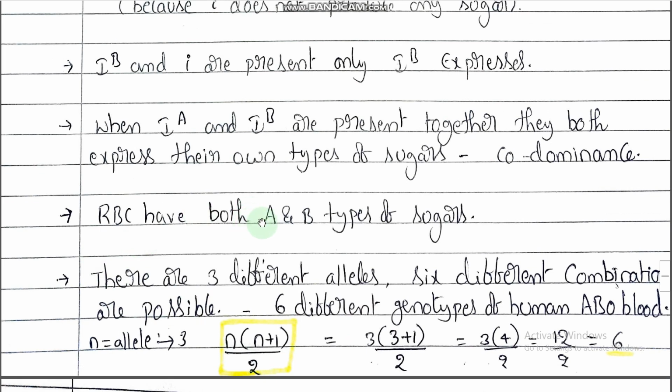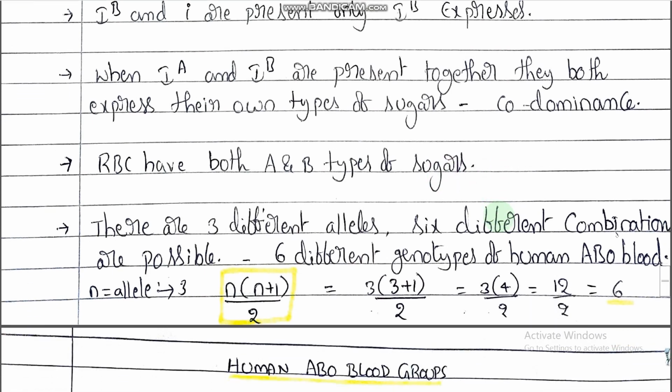RBCs have both A and B types of sugars. A type of sugar means A antigen, B type of sugar means B antigen. So without sugar means there is no antigen, right? That is the O blood group.